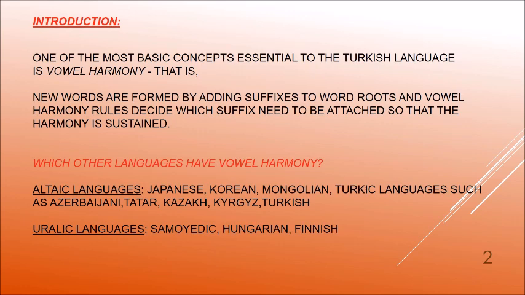Turkish is an agglutinative language and comes from the Ural-Altaic language family. What other languages have this rule, you might think, and these are, as you see on the presentation, Japanese, Korean, Mongolian, the other Turkic languages such as Azerbaijani, Tatar, Kazakh, Kyrgyz, and Turkish. And on the other hand, Uralic languages such as Samoyedic, Hungarian, and Finnish.